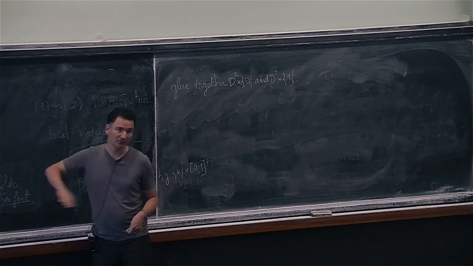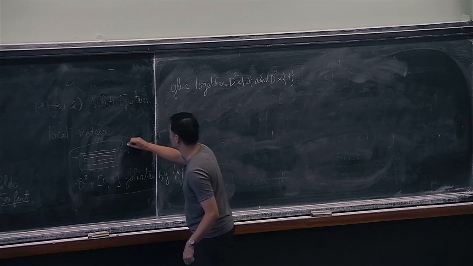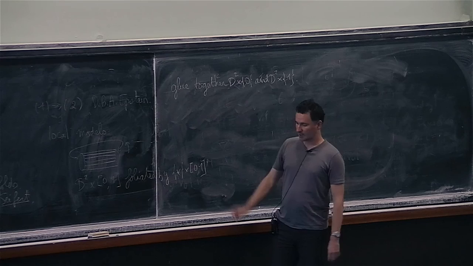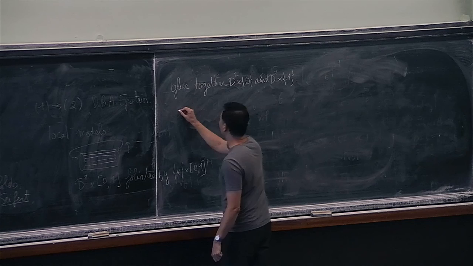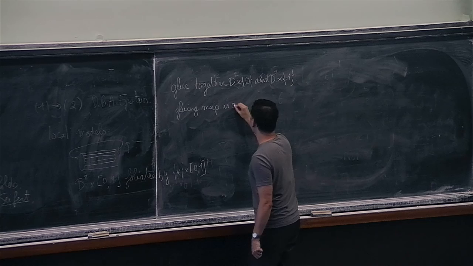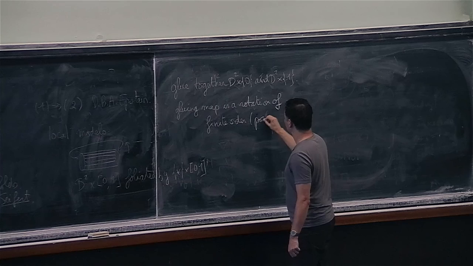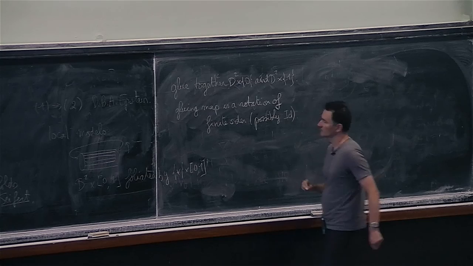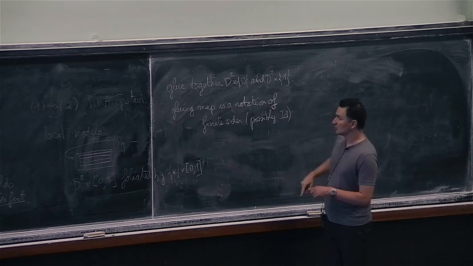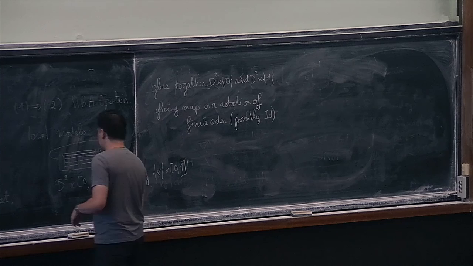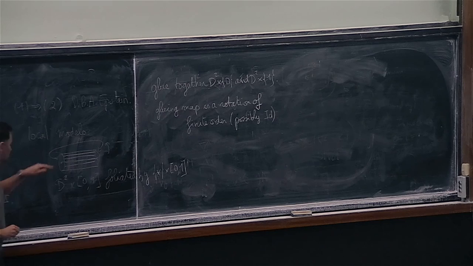But here you allow something more general. You allow the gluing map to be a rotation of finite order. And, of course, it can be the identity. And what happens is if this gluing map is not the identity, then the central fiber corresponding to the center of the rotation will be a so-called exceptional fiber.